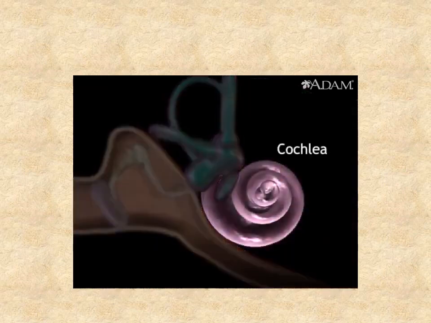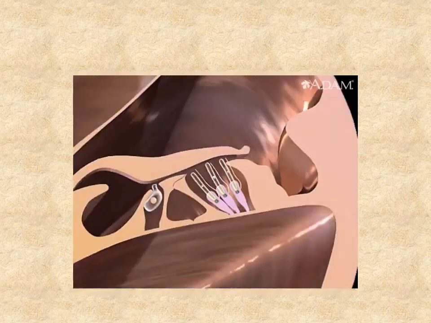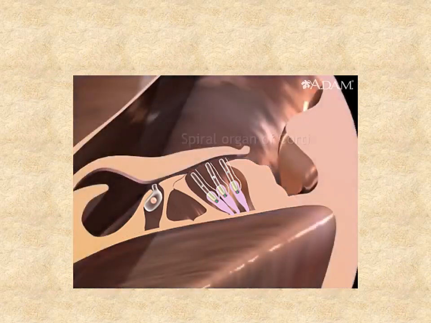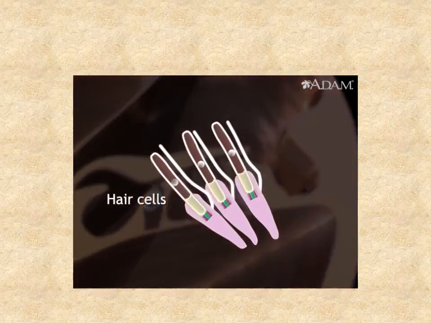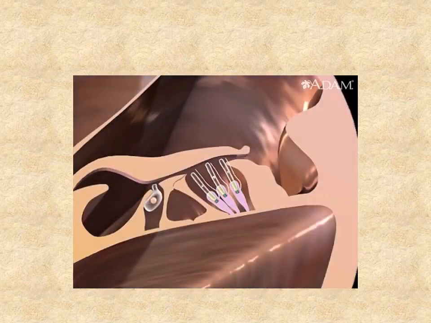This action is passed on to the cochlea, a fluid-filled, snail-like structure that contains the organ of Corti, the organ for hearing. It consists of tiny hair cells that line the cochlea. These cells translate vibrations into electrical impulses that are carried to the brain by sensory nerves. In this cut view, you can see the organ of Corti with its 4 rows of hair cells. There is an inner row on the left and 3 outer rows on the right.